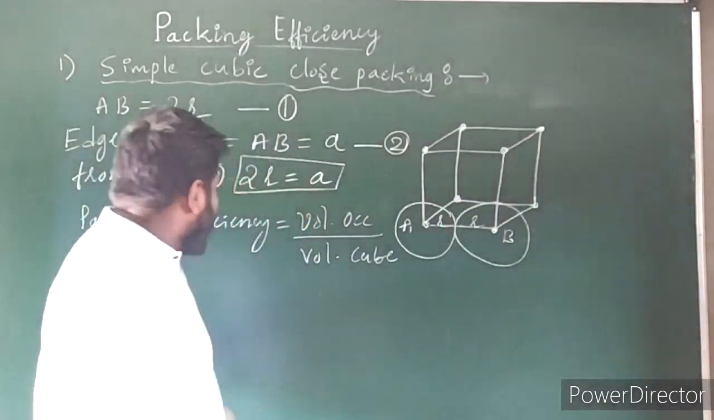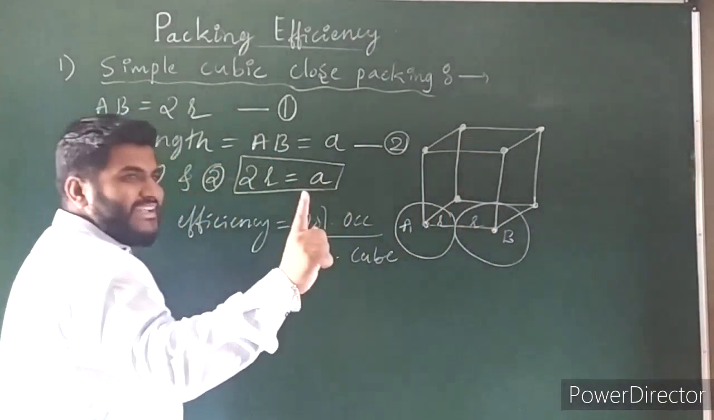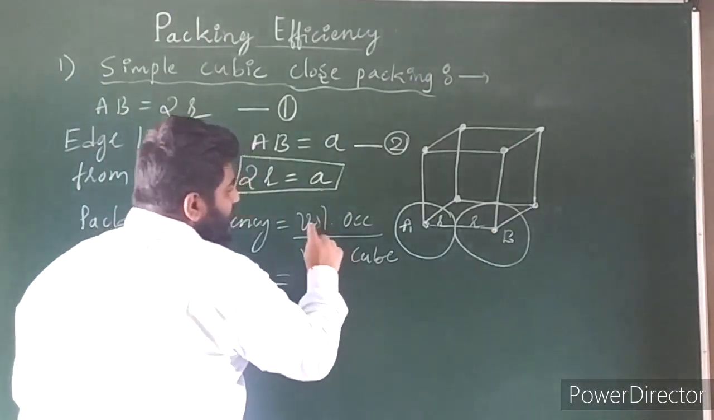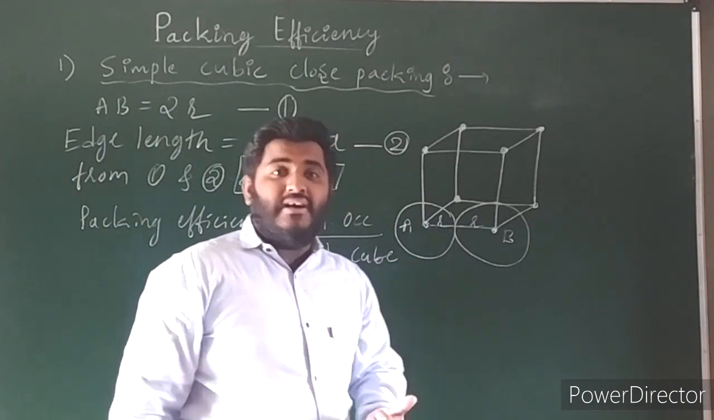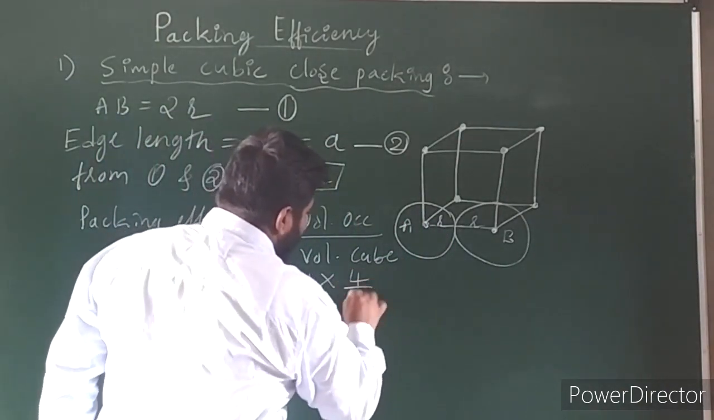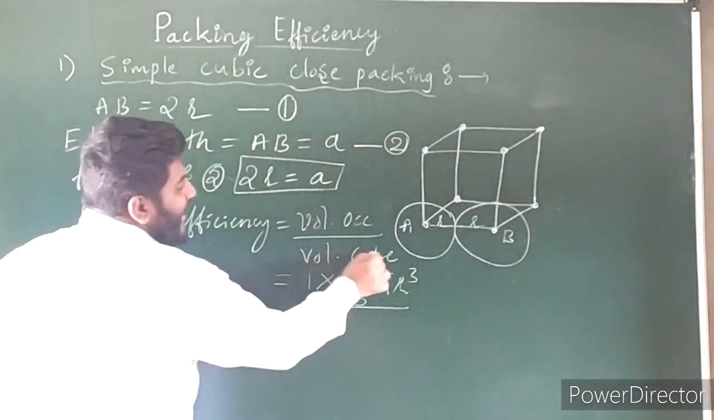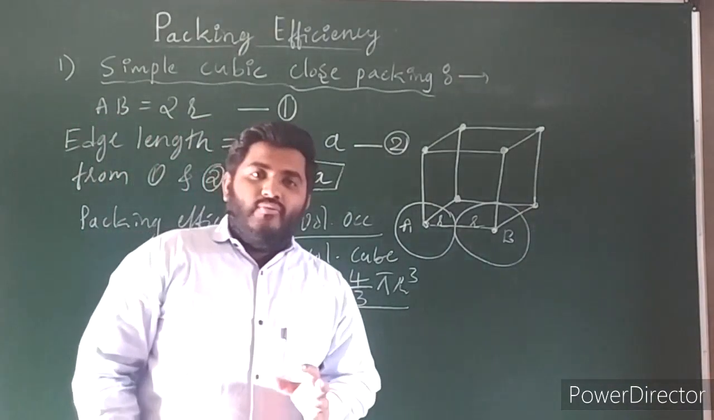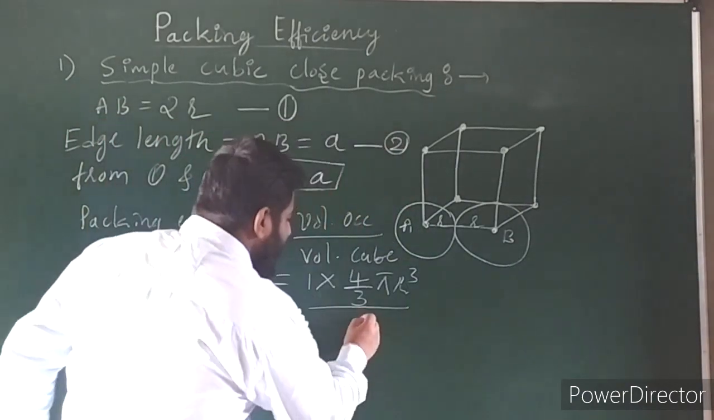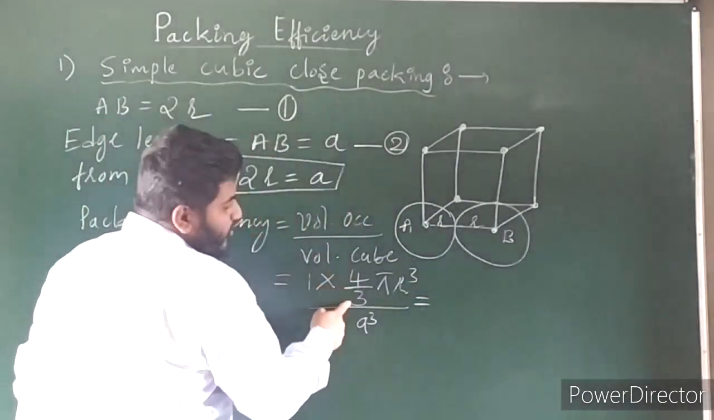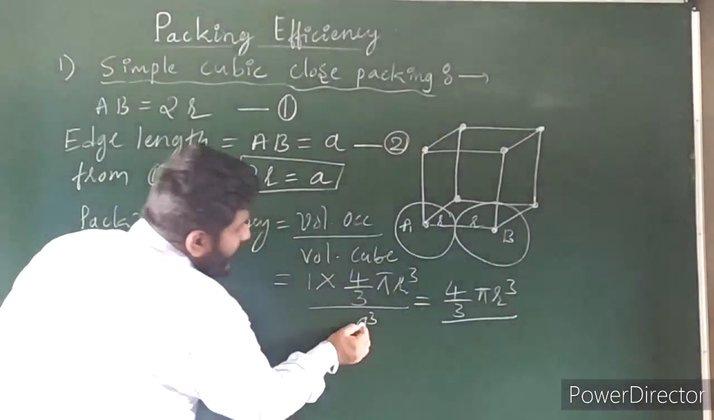I hope you are getting the points here. What is that? 1. Why 1? Because for a simple cubic lattice, only one atom per unit cell is there. 1 into the volume occupied, which is nothing but due to the sphere. So what is the volume of the sphere? 4 by 3 pi r cube. That is the formula. Whole divided by the volume of the cube, which as we discussed earlier is a cube. So right here a cube. Next, 1 into 4 by 3 pi r cube means 4 by 3 pi r cube, whole divided by a cube.